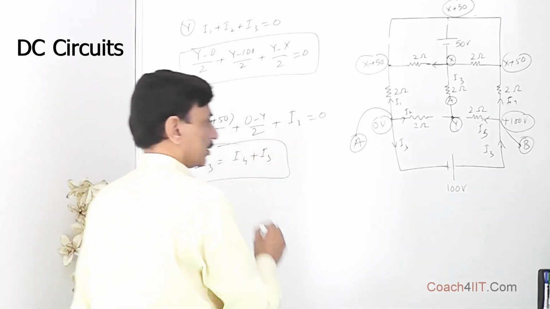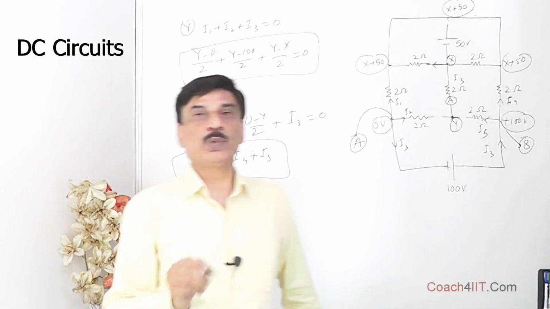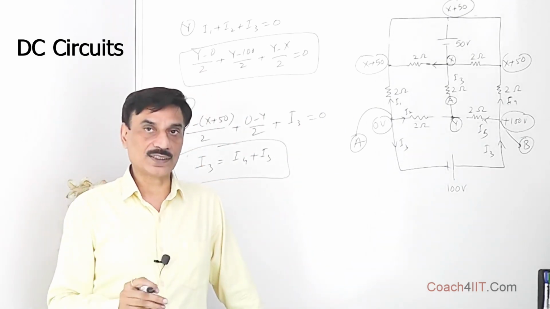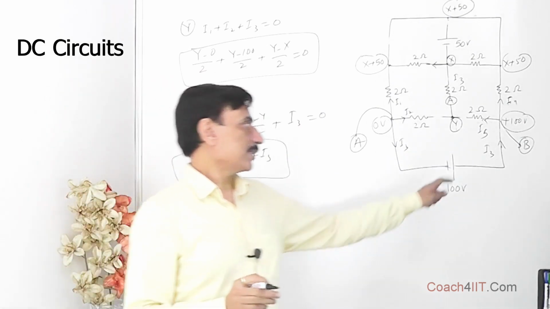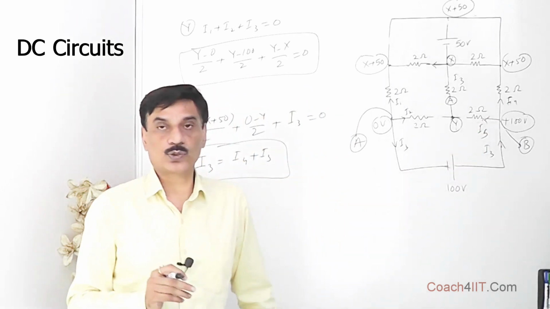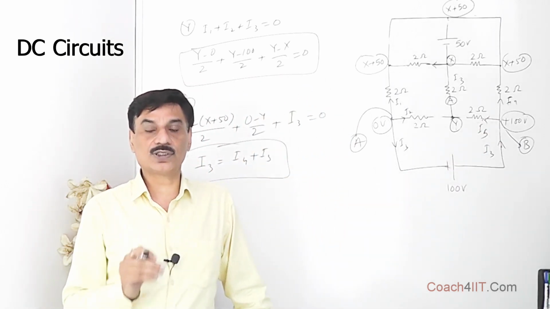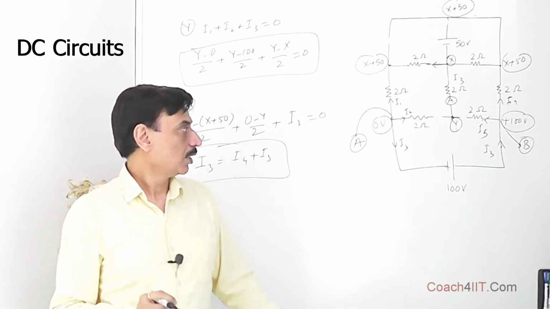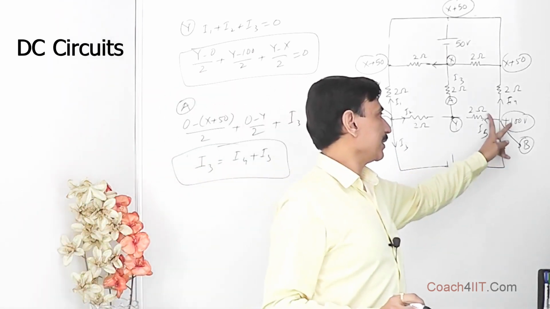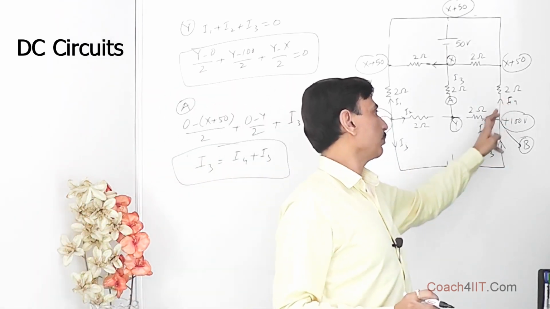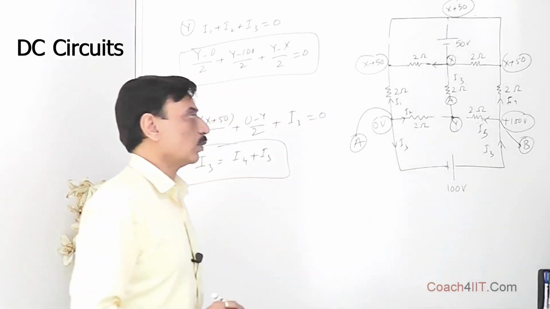Still we are using the Kirchhoff current law. Still we are using conservation of charges. Still we say that there is no accumulation of charge at this node, and there is no generation of current or charges at this node. Whatsoever current is flowing over here, that gets divided into this I4 and I5. So I3 is equal to I4 plus I5.